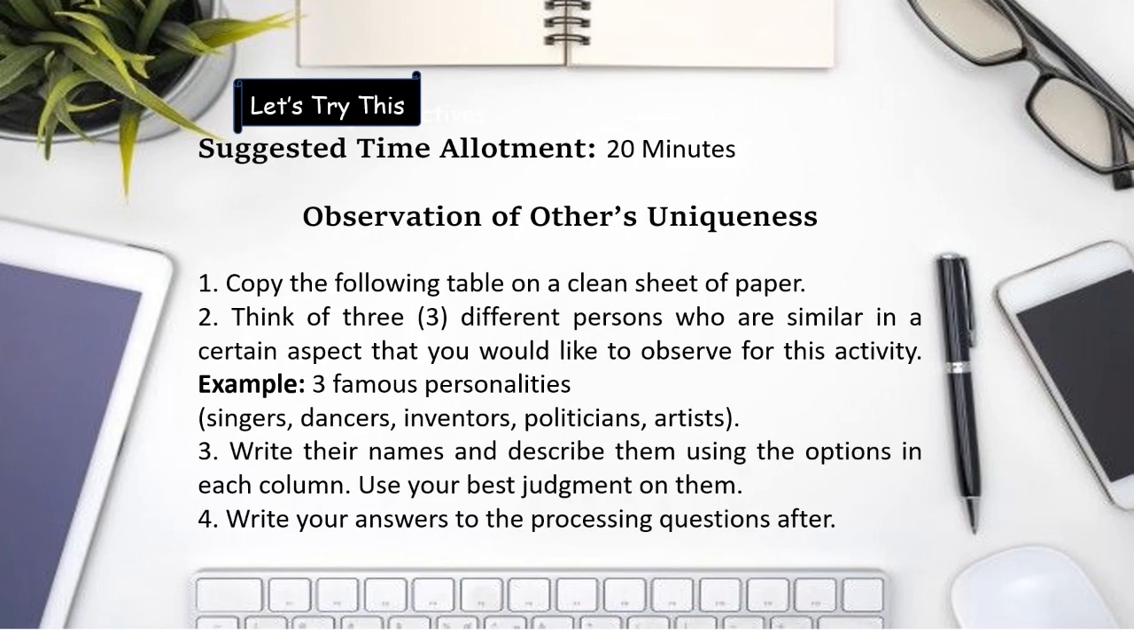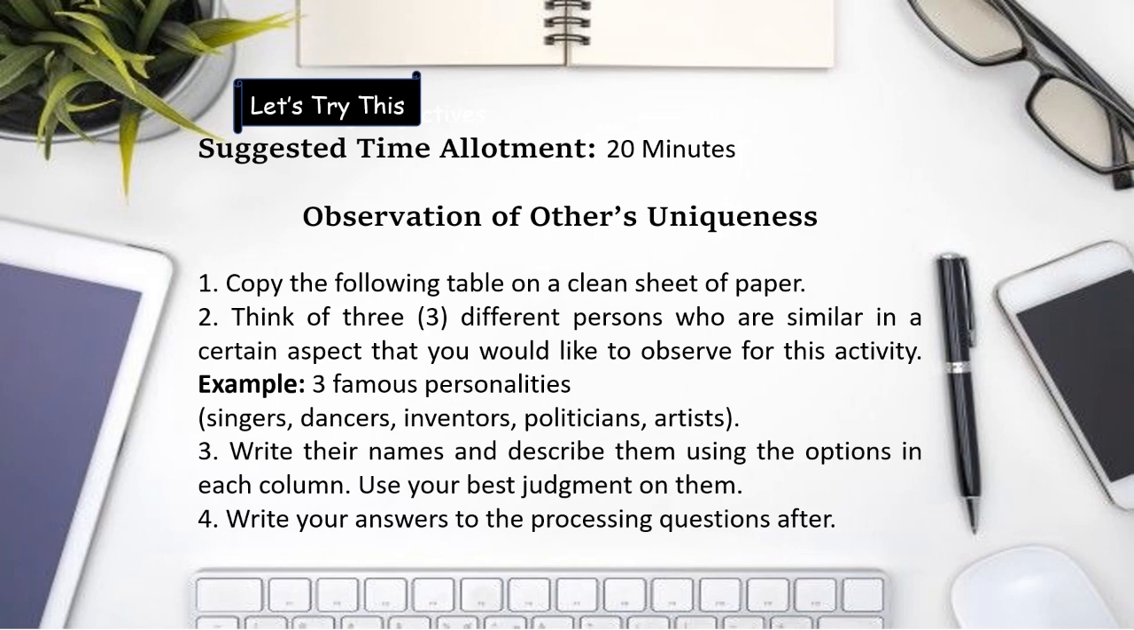And now, let's try this first activity, entitled Observation of Others' Uniqueness. For direction, 1. Copy the following table on a clean sheet of paper. 2. Think of 3 different persons who are similar in a certain aspect that you would like to observe for this activity. For example, 3 famous personalities: singers, dancers, inventors, politicians, artists. 3. Write their names and describe them using the options in each column, and use your best judgment on them.